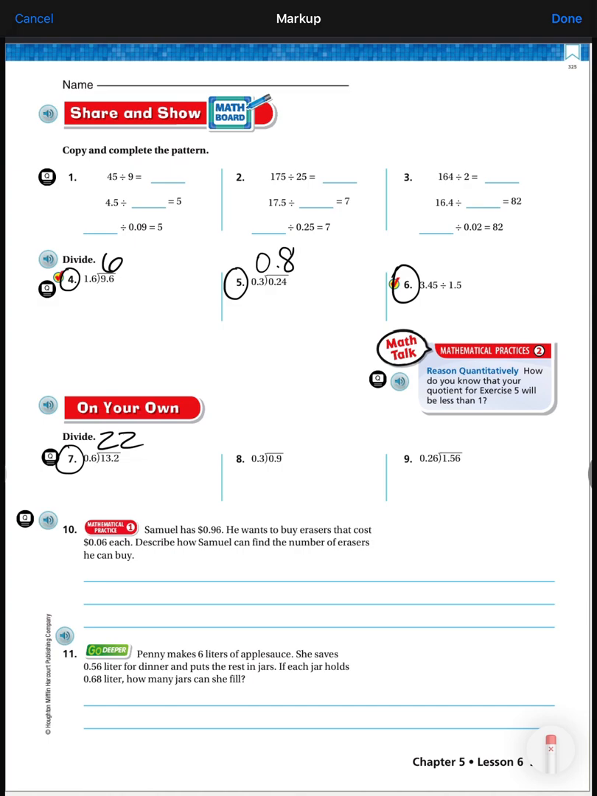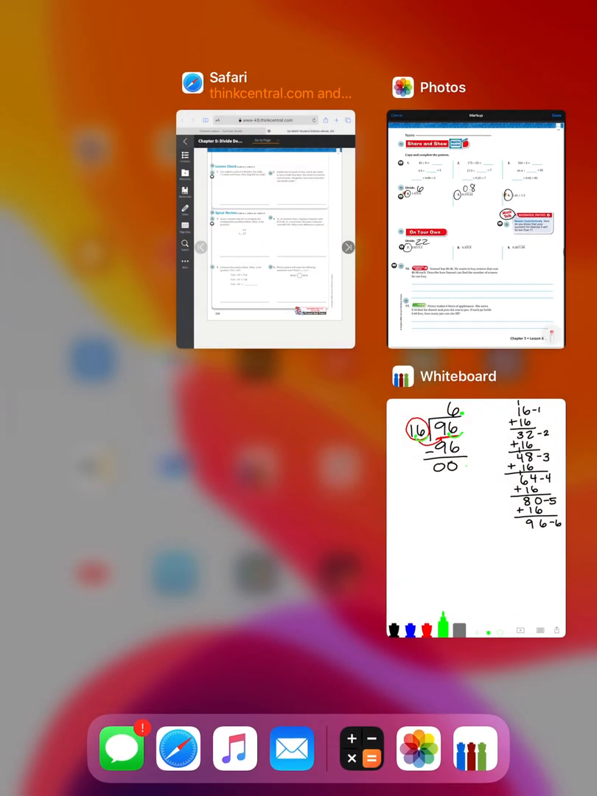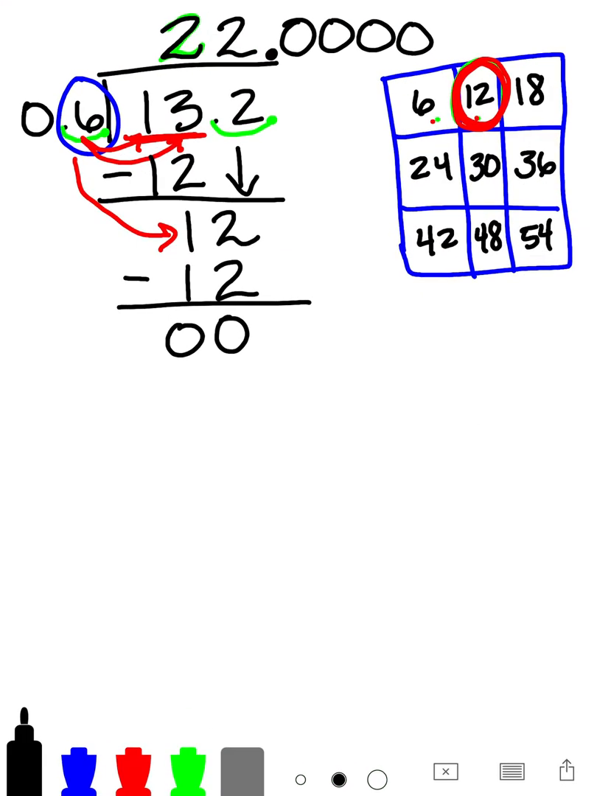Okay, you should have paused the video and worked through number 6 on your own. We're going to go ahead and do this together, okay? So I'm going to rewrite it on my whiteboard because I'll have a little bit more room over there. We have 3.45 divided by 1.5. So I'm going to go back.